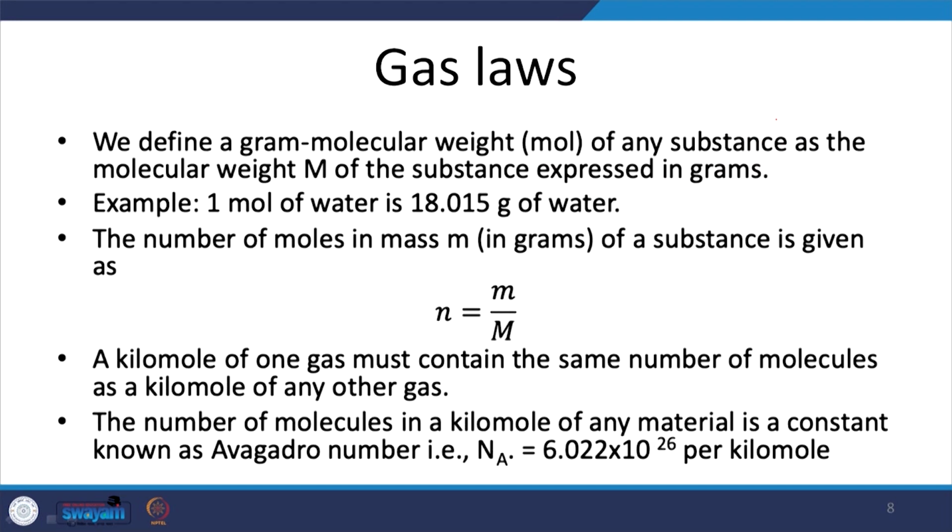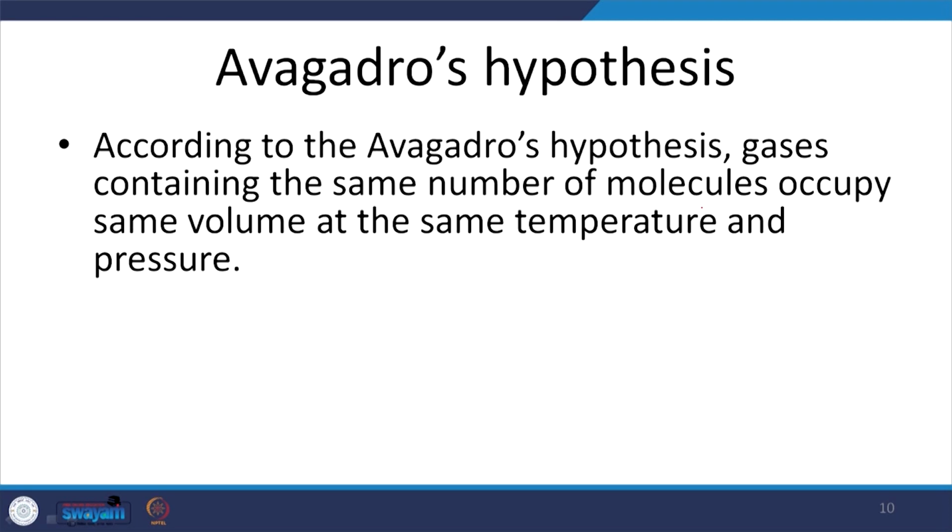Then we defined the number of moles, and we realized the number of molecules in a kilomole of any material is a constant known as Avogadro's constant or Avogadro's number. So any gas of 1 kilomole, that means any gas weight divided by the molecular weight, will have the same number of molecules. And Avogadro's hypothesis says that gases containing the same number of molecules occupy the same volume at the same temperature and pressure, right. So this is the most important thing. So you keep the temperature and pressure constant, they will occupy the same volume, right.